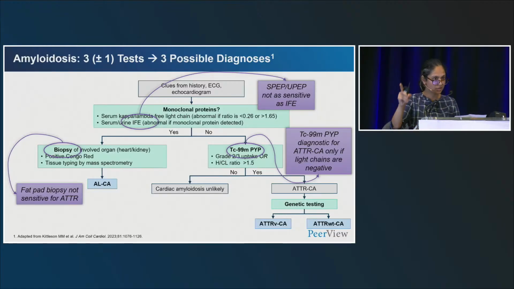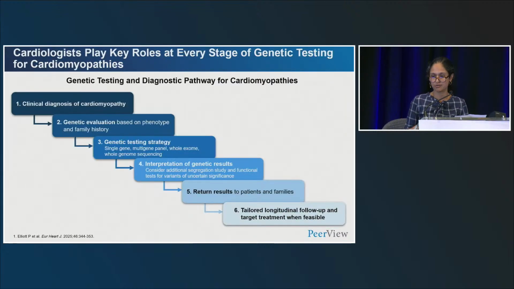But you should never interpret your radionuclide scintigraphy scan outside of the context of a monoclonal protein screen. If you remember nothing else, if you forget that TTR is also made in the choroid plexus, I will forgive you. But don't forget the monoclonal protein screen.